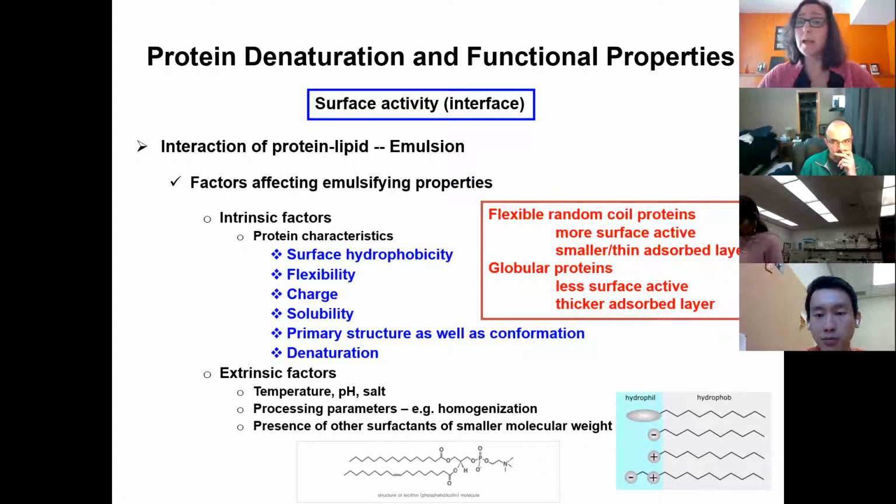Presence of surfactants: sometimes it is not a good thing to add a surfactant when you have an emulsion stabilized by protein, because small surfactants displace the protein on the surface. So that's not necessarily a good thing to add. Oh, let's enhance the emulsification properties of the protein by adding lecithin. No, it's not really a good thing. It's going to displace it most likely on the surface because it's smaller and just a better surfactant.